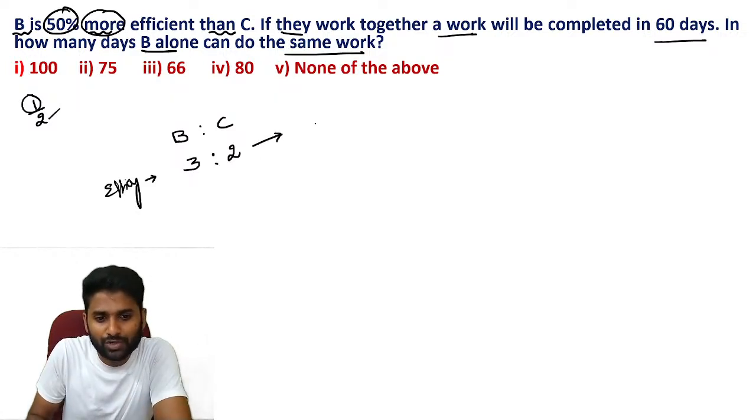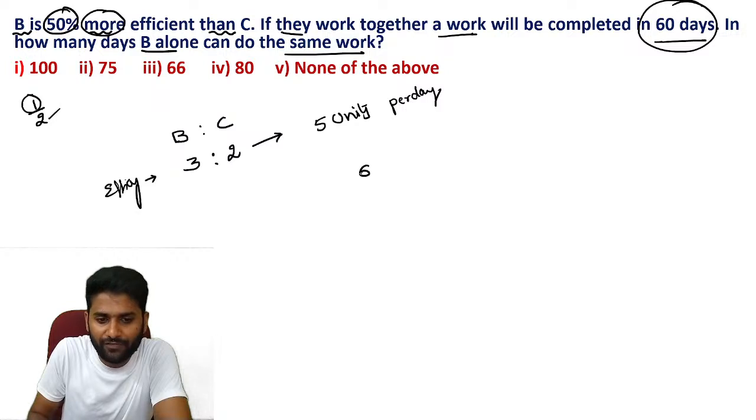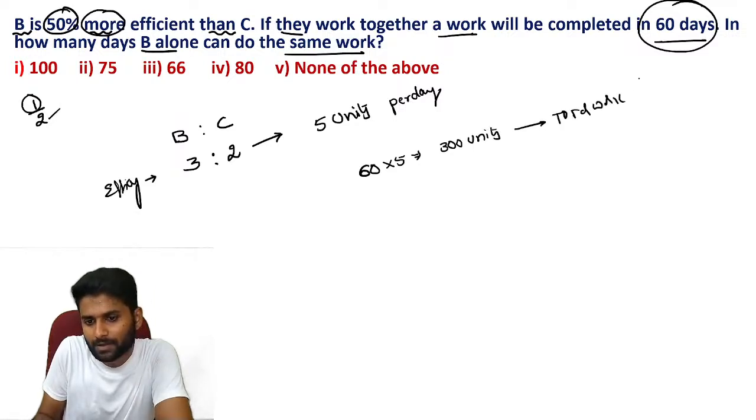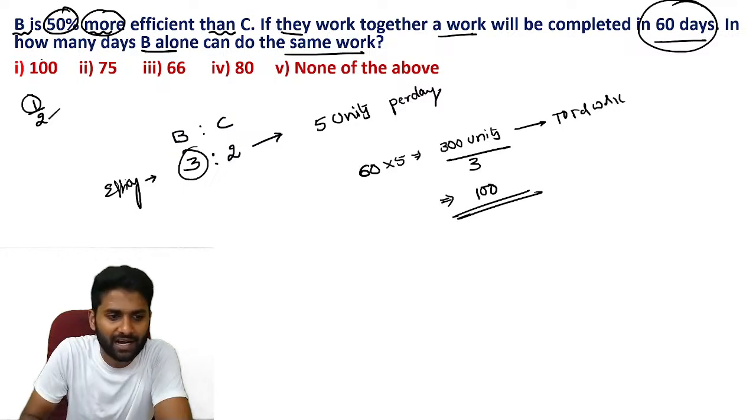If both work together, they complete 5 units per day. The information says that working together they complete the work in 60 days. Every day 5 units for 60 days is exactly 300 units. So 300 units is the total work. Now we assign these 300 units of work to B alone. How much time does it take? B's efficiency is 3 units. It takes exactly 100 days.